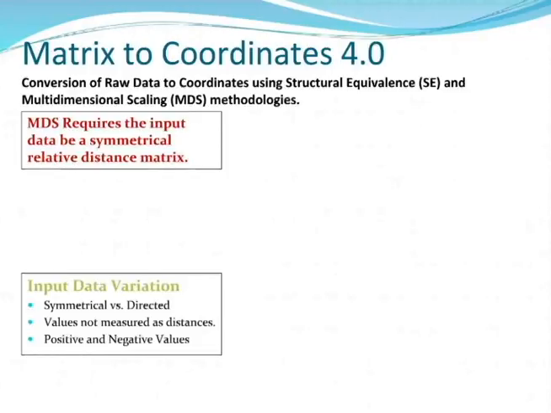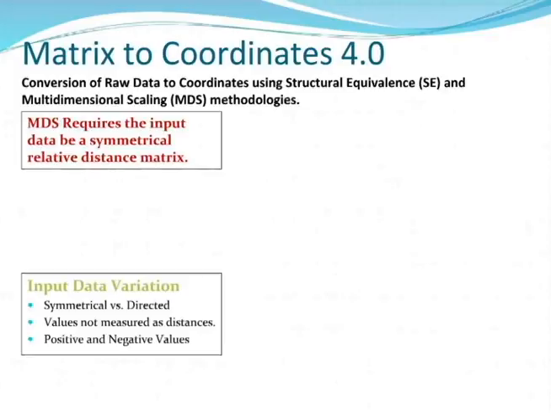Now, our input data varies a lot. In the case of social networks, we can have directed and symmetrical data. We can have distances, or we can have strength relations or co-occurrence relations. There's a real massive amount of ways we represent data. And then in some rare cases, we even have negative values.